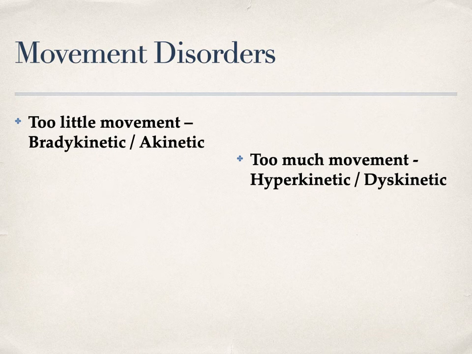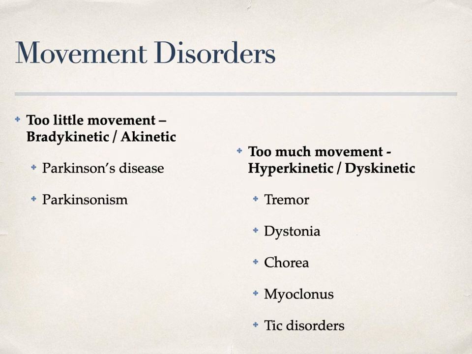When we talk about these in terms of conditions, bradykinesia really means Parkinson's disease and Parkinsonism, and I will try and explain the difference between those two in a moment. And when we talk about too much movement, or hyperkinetic movement disorders, we're looking at tremor, dystonia, chorea, myoclonus, and tic disorders. I'll explain each of those in turn. There are going to be lots of videos in this presentation, so hopefully that makes things a little more clear rather than me just explaining them.